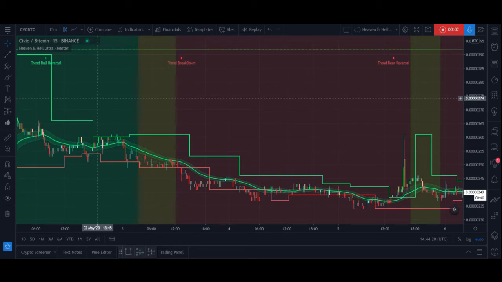Okay, hey, we're back with the Heaven and Hell Ultra Pro Indicator. This time we're looking at CVC and BTC on a 15-minute chart. 15 minutes means we can only really go back a couple of months. So we're looking at the entirety of May and June for some back testing.